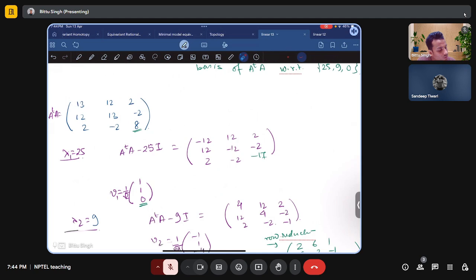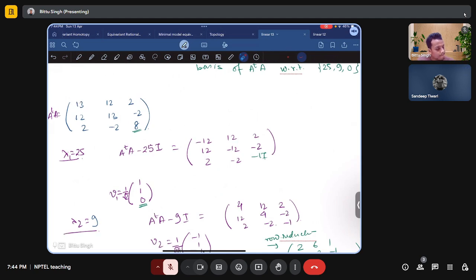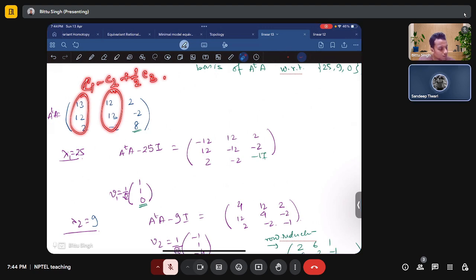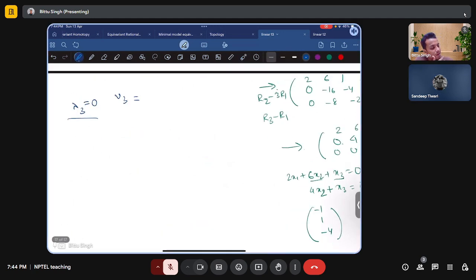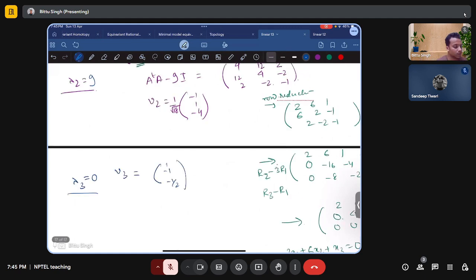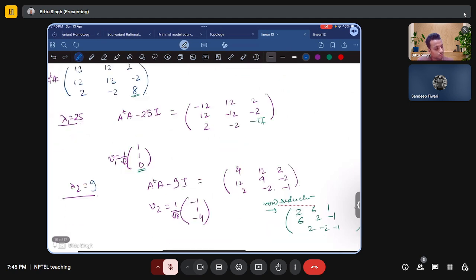Because we can choose, if we subtract, c1 minus c2 plus half c3, that is 0, right? With c1 equal to 1, c2 is minus 1, and c3 is minus 1 by 2. So 1, minus 1, minus half. That is the eigenvector.